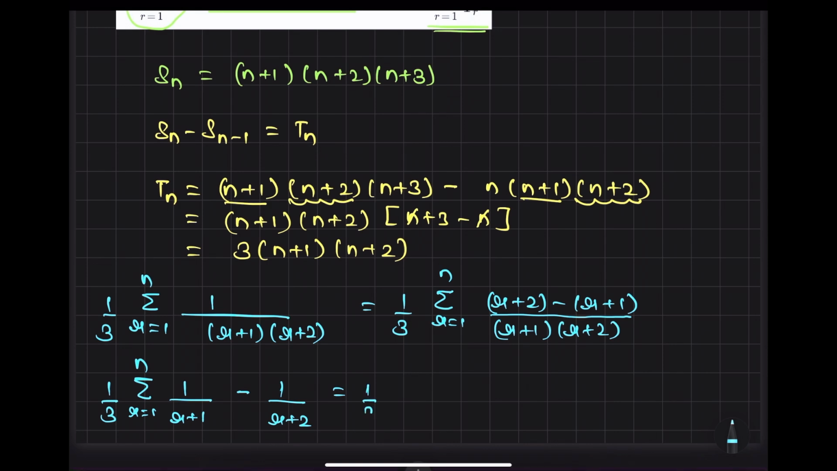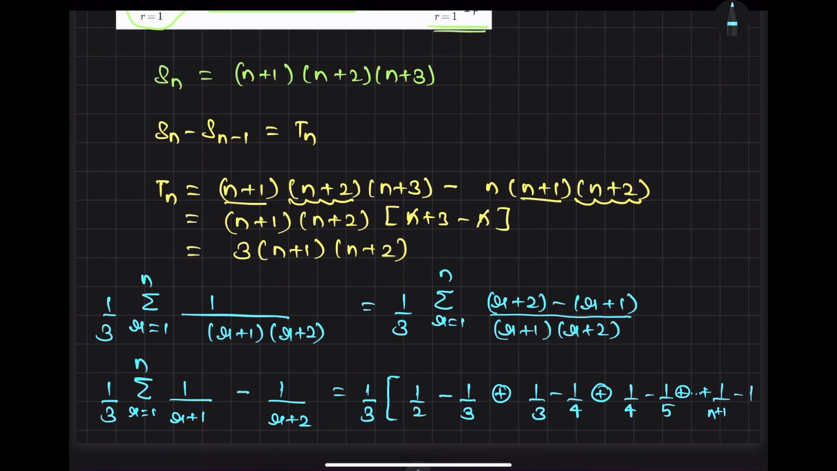So suppose that the first value of r is 1, so it is 1 by 2 minus 1 by 3. Not plus, this is minus. Then we will apply 1 by 2, no, it is 3. 1 by 3 minus 1 by 4 plus 1 by 4 minus 1 by 5 plus dot dot dot, and then we will be writing n. So 1 by n plus 1 minus 1 by n plus 2.